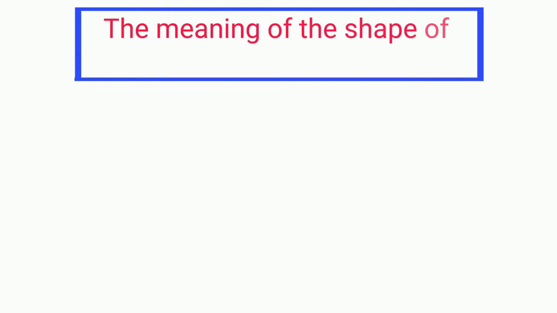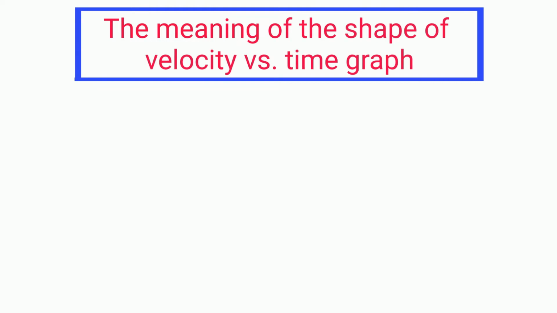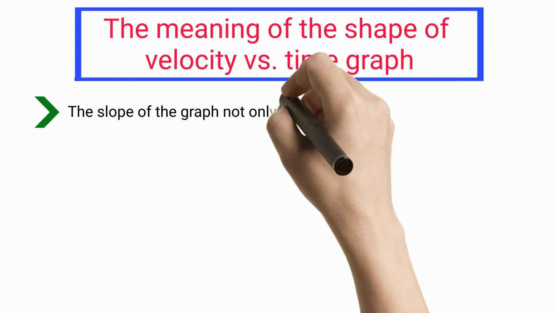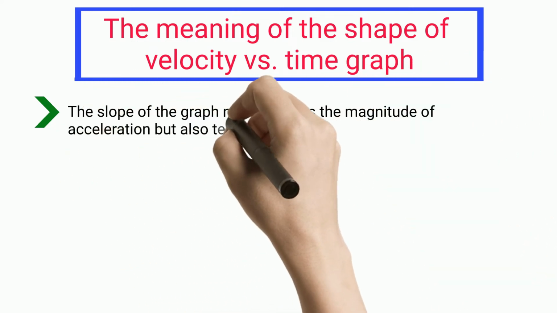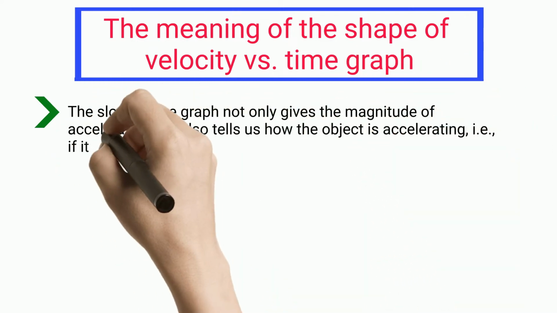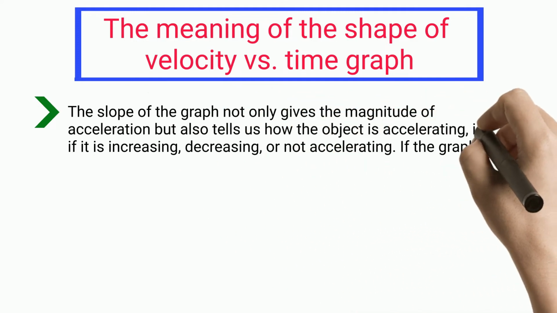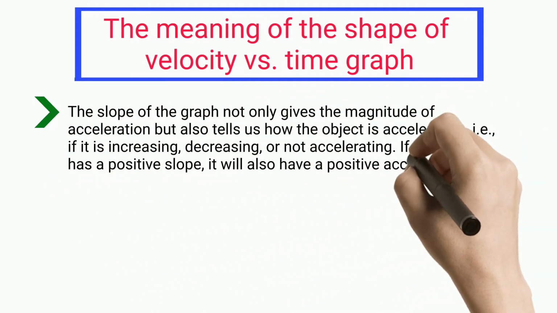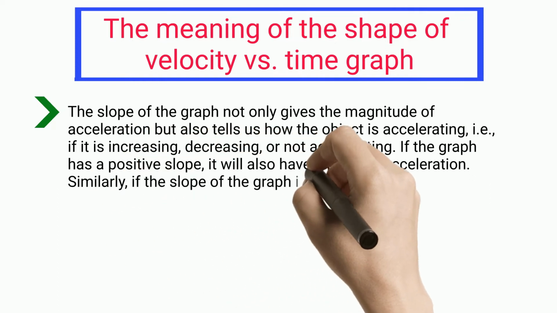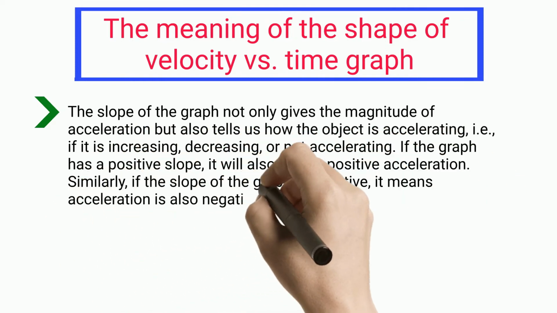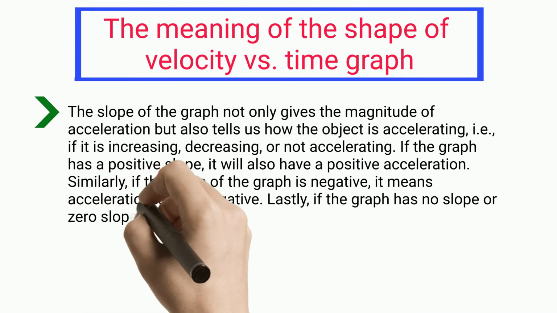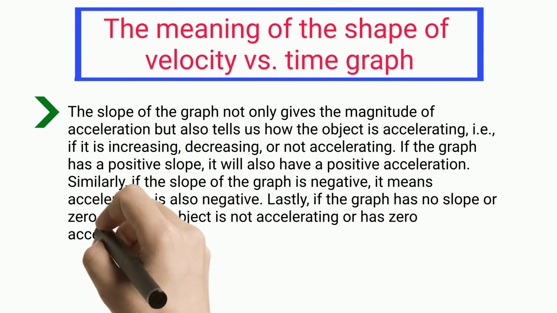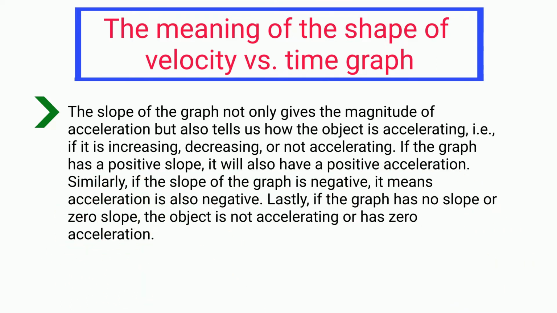The meaning of the shape of velocity versus time graph. The slope of the graph not only gives the magnitude of acceleration, but also tells us how the object is accelerating, i.e., if it is increasing, decreasing, or not accelerating. If the graph has a positive slope, it will also have a positive acceleration. Similarly, if the slope of the graph is negative, it means acceleration is also negative. Lastly, if the graph has no slope or zero slope, the object is not accelerating or has zero acceleration.